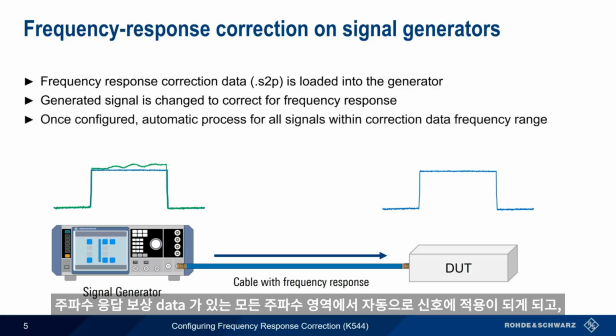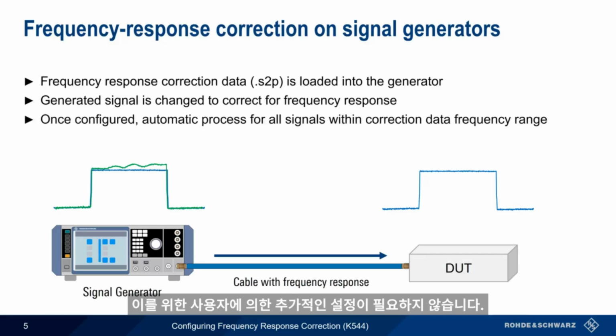Note that once frequency response correction has been configured, the process is automatic for all generated signals within the frequency range of the correction data. No additional configuration or user intervention is required.